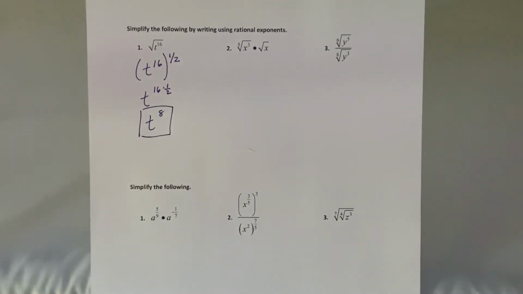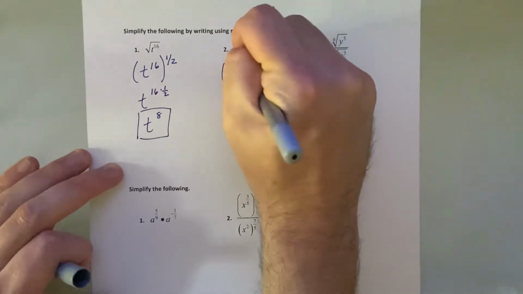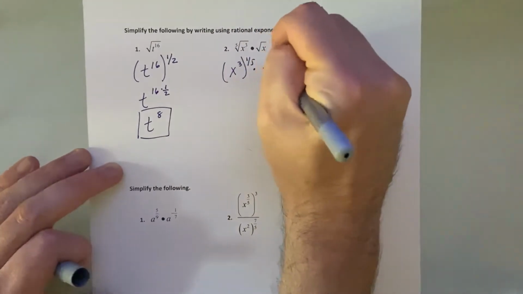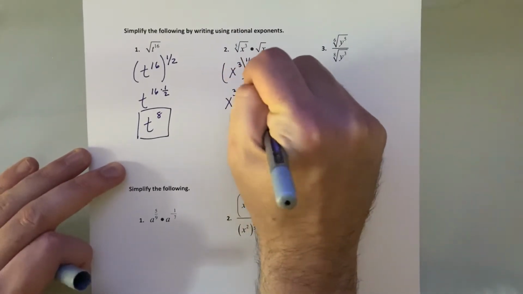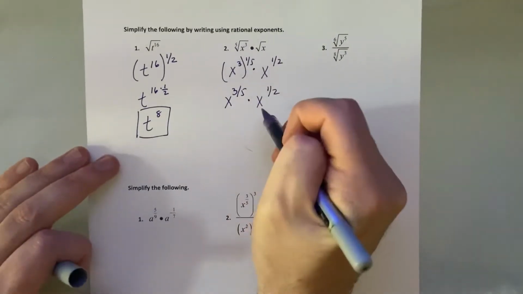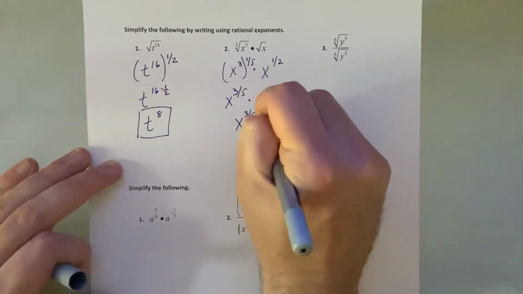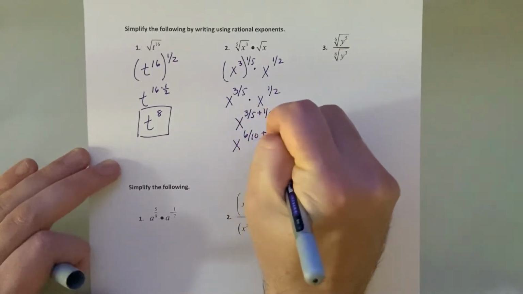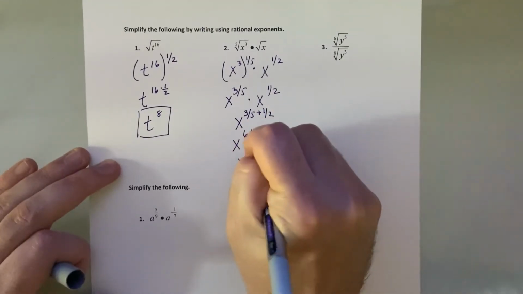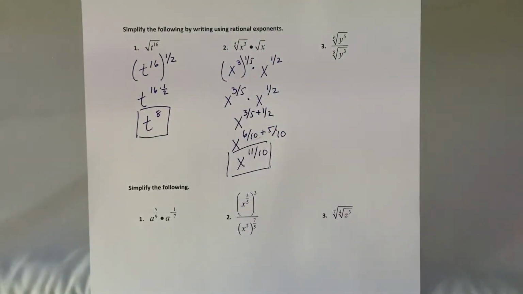The 5th root of x cubed times the square root of x. So now we've got more work to do. Again, this is x cubed to the 1/5 power times x to the 1/2 power. 3 times 1/5 is x to the 3/5 times x to the 1/2. If you multiply with the same base using our exponent rules, you add the exponents. 3/5 plus 1/2, which is 6/10 plus 5/10, which is x to the 11/10. Since it wants the answer written with rational exponents, we won't switch back to roots.